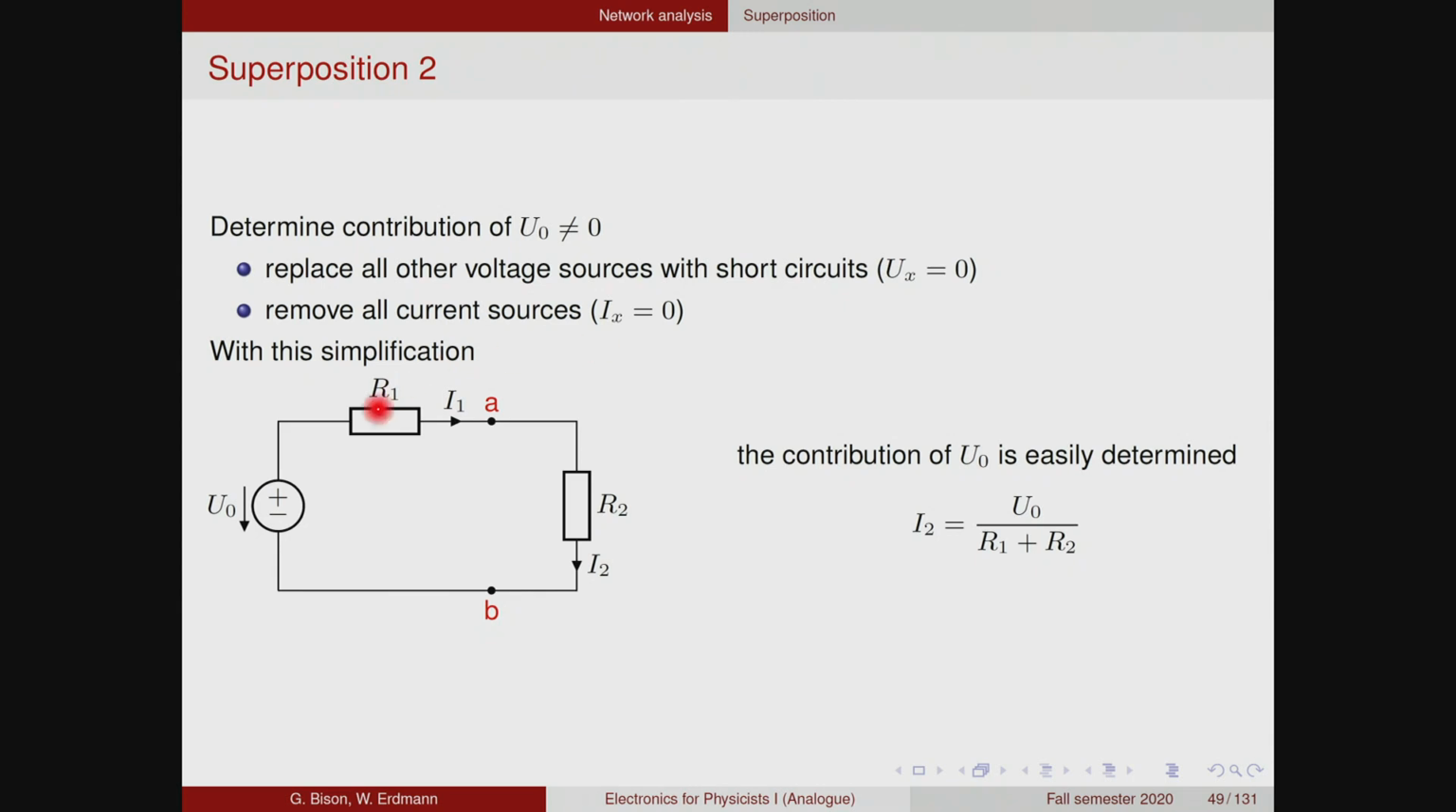So if we do this for our voltage source U0, then there are no other voltage sources, so nothing to do. And we simply remove the current source that was before here. And now with this simplification, we simply see that there is a contribution to this current, I2, that scales like the voltage divided by the sum of these two resistances.